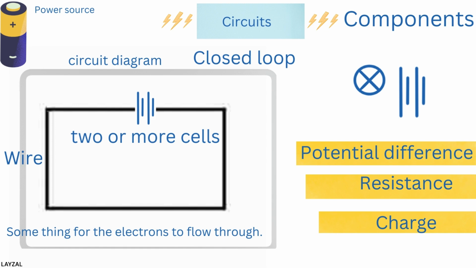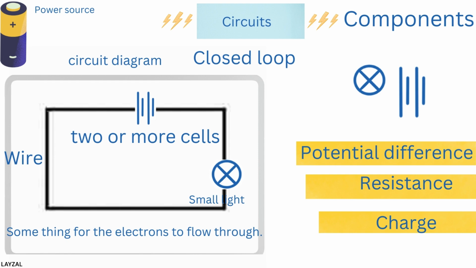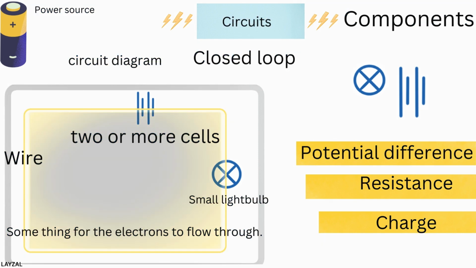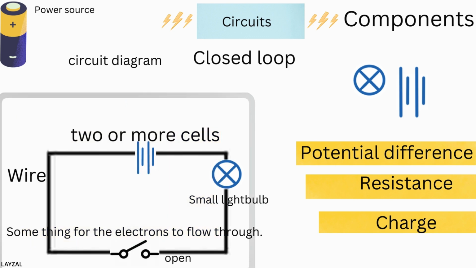This is the symbol for the filament lamp, which is essentially a small light bulb. So if we added one to our circuit and turned on the battery, then it would illuminate. We can also add a switch, which could be closed, allowing current to continue flowing around the circuit, or open, which would disrupt our circuit and thus turn off our light.